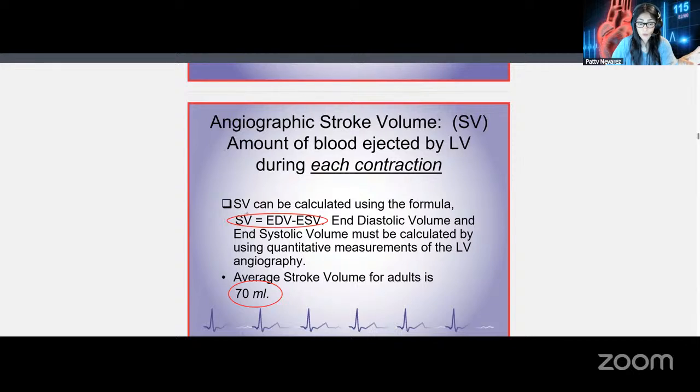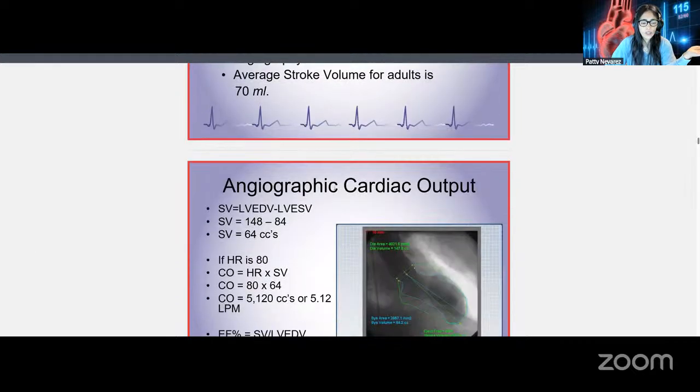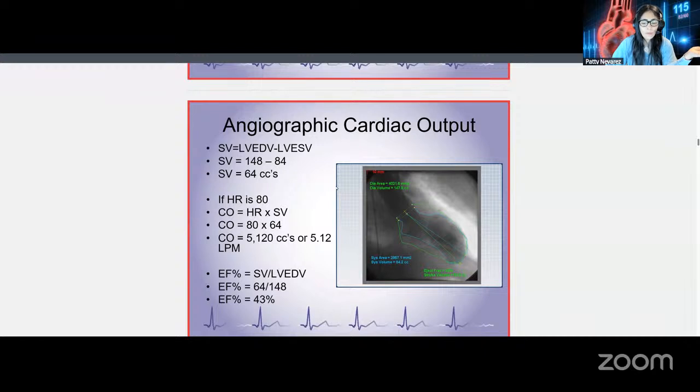Stroke volume is your first formula, end of diastolic volume minus end of systolic volume, and the 70 milliliters is probably what we need to know as normal, right? So 70 milliliters will be your average for a patient. All right, now remember that I said to get the bread to make the crumbs, right? So you needed to get stroke volume in order for you to use it in another formula to get cardiac output.